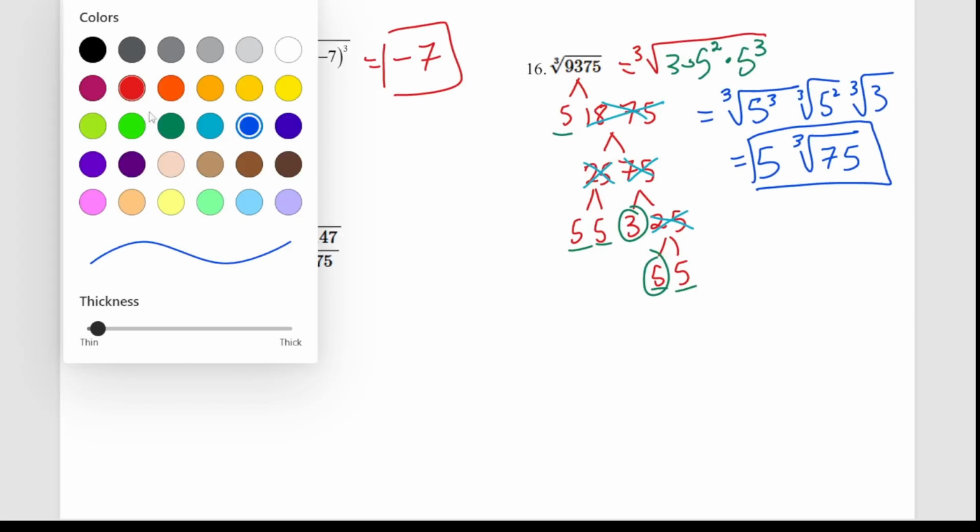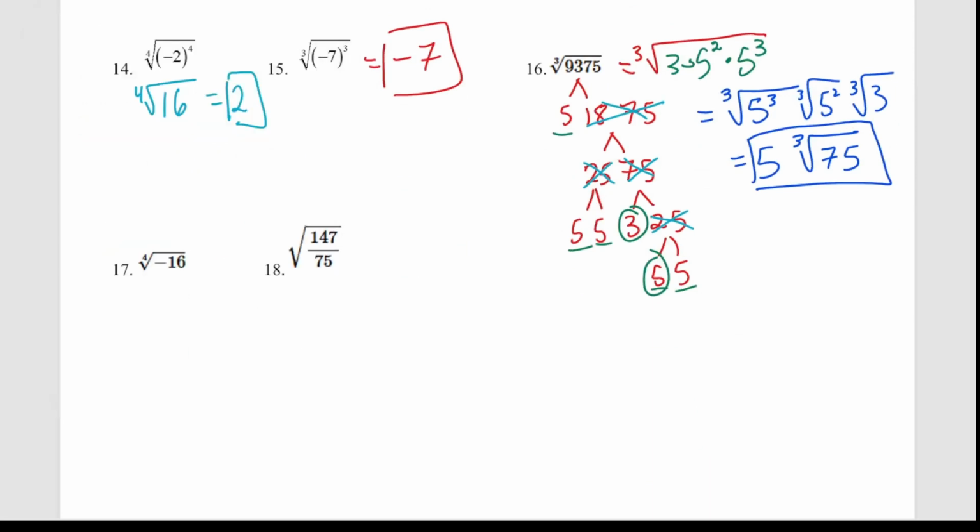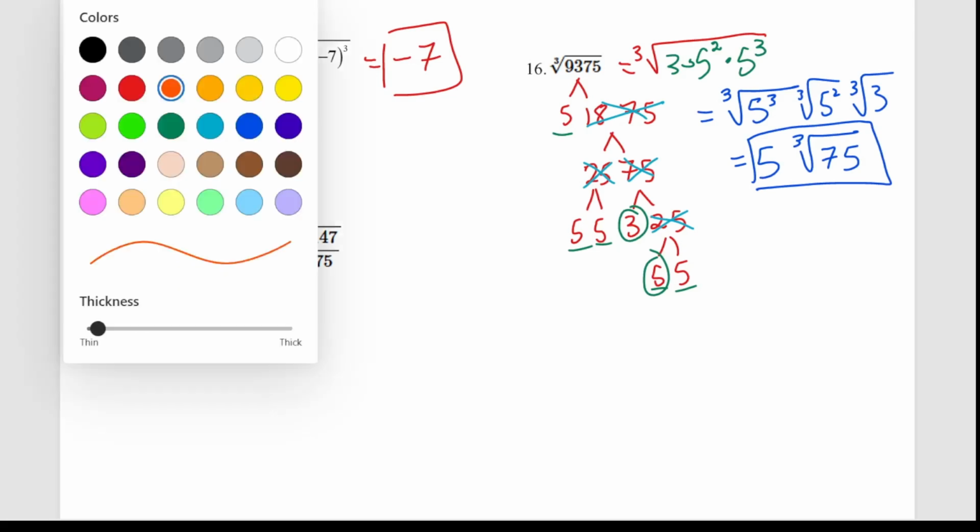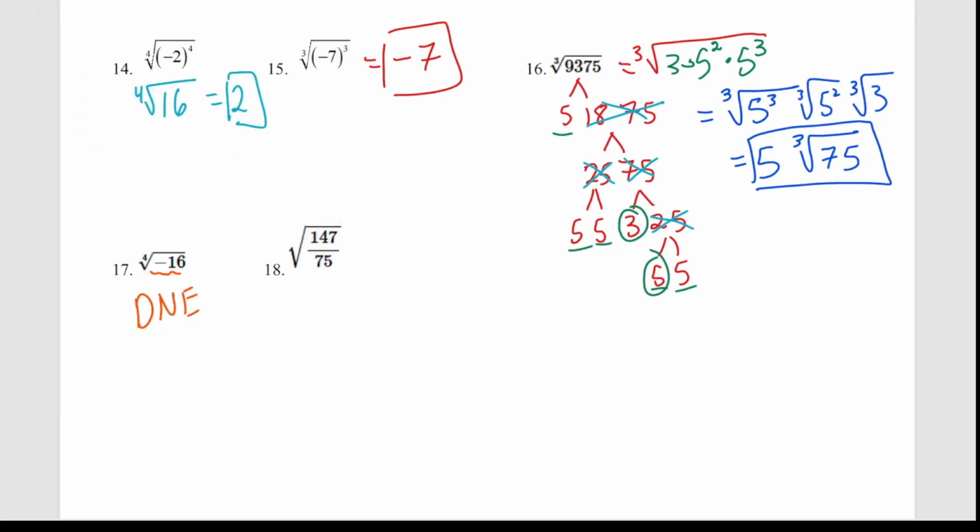Then we want to keep on going with these next two. So for this next one, we want to do ourselves a sanity check. We've got the negative underneath the fourth root. So that is asking what number times itself 4 times gives us a negative 16. And that's actually just not going to exist. That's not a real number, because there's no way to multiply a negative times itself 4 times and somehow be back in a negative.